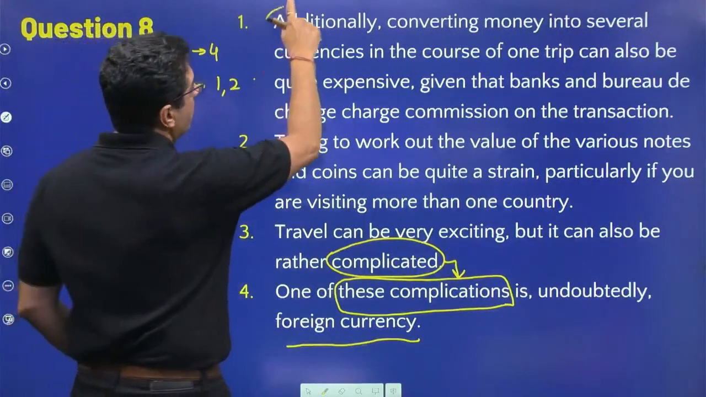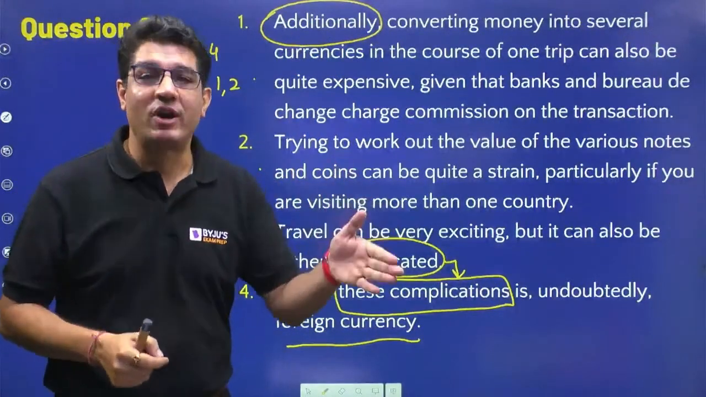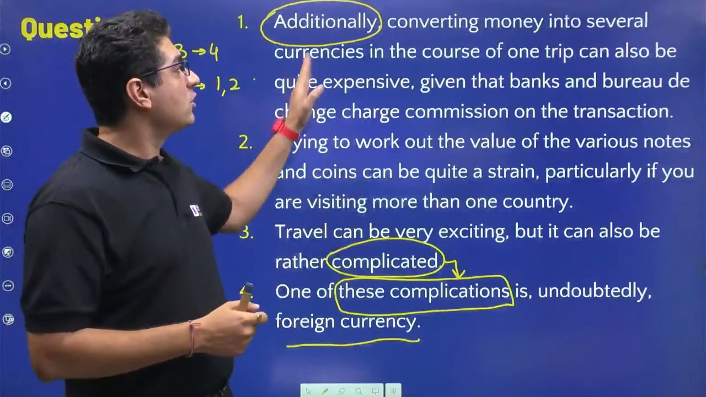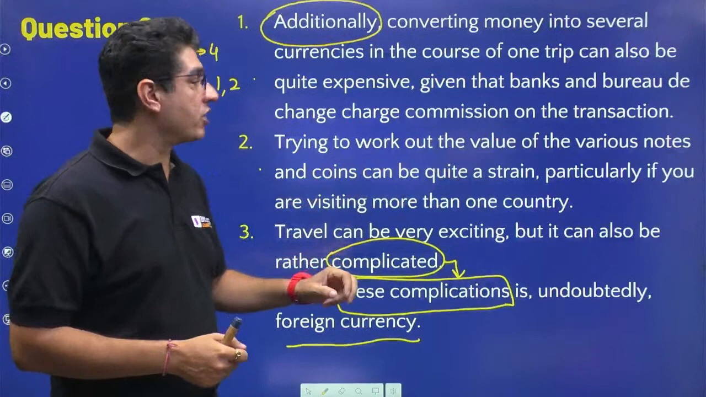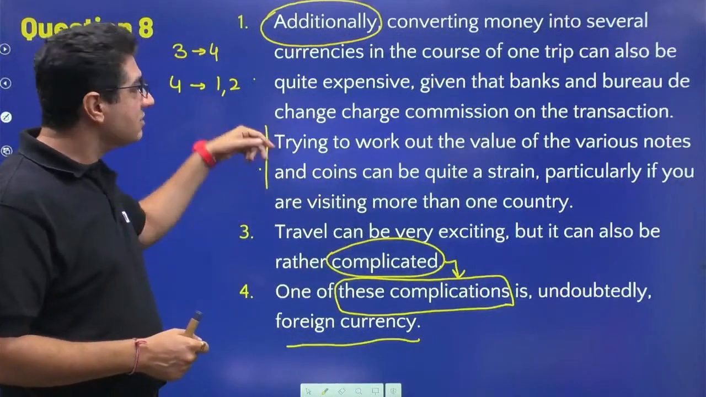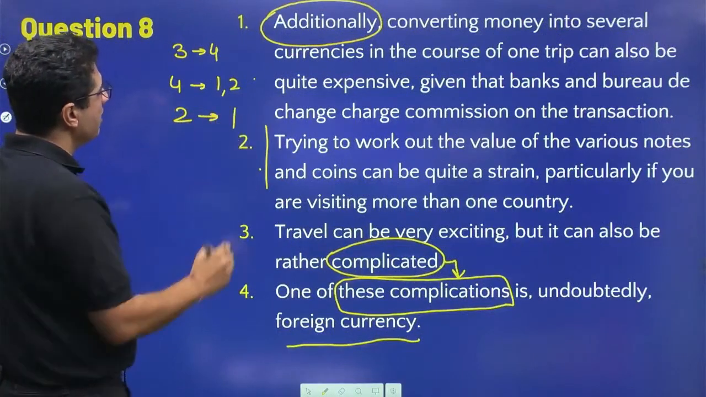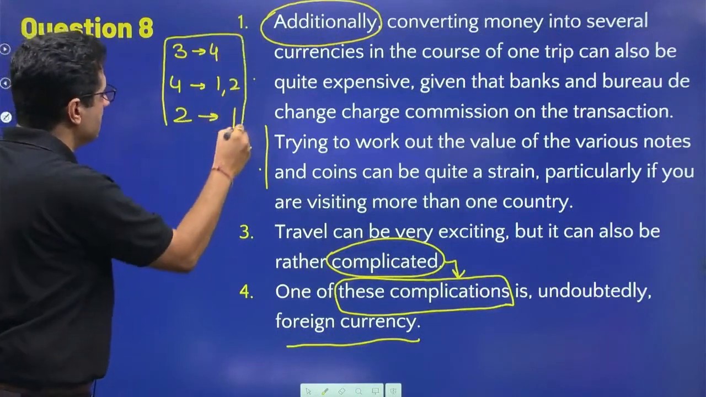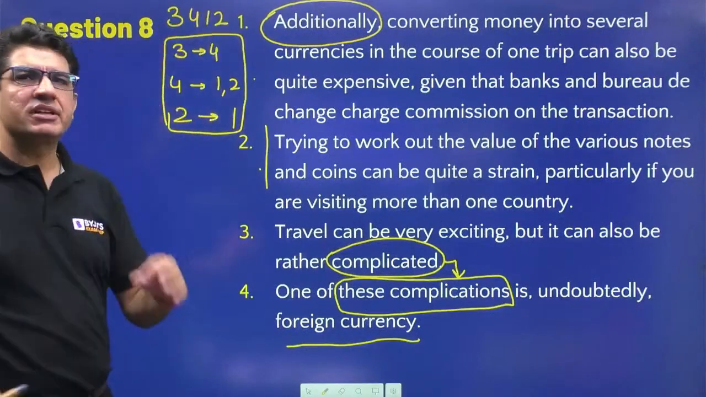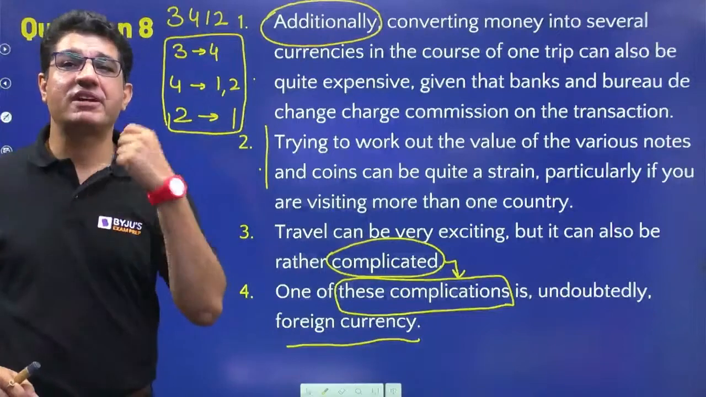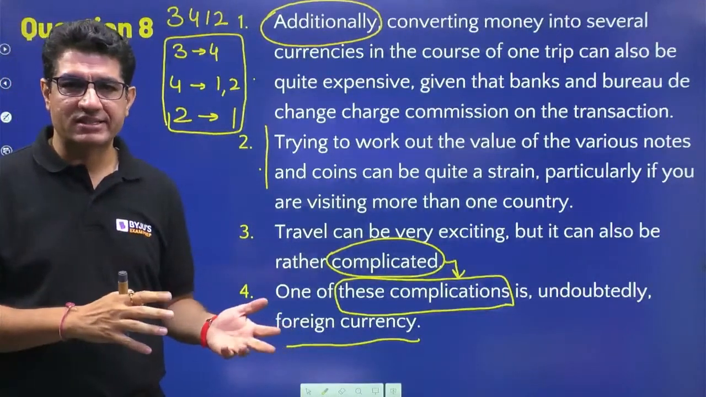But look at 1. 1 starts with additionally. So when you write additionally, you continue a thought. So if you're talking about one challenge here, you need to have another challenge written right before it. So second gives you that another challenge, and therefore 2 should come before 1. Now, if you combine all of these, you know that your answer should be 3, 4, 1, 2. So it is all about identifying the clues and then working from there in order to identify the correct sequence.